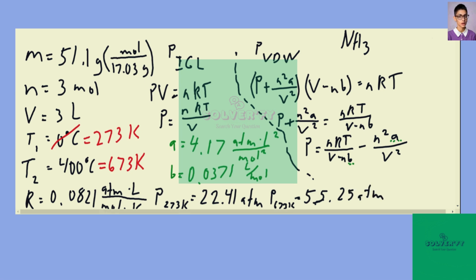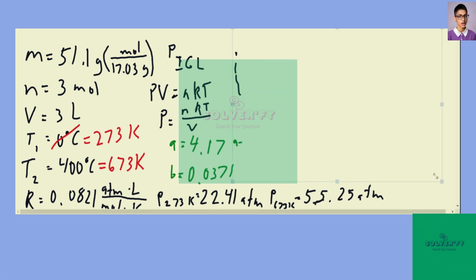I'm running out of room, so I'll just have to go ahead. Well, let's not delete these actually, because we're going to want them to compare the answers. So instead, I'll just get rid of this portion. If we solve, I'll just write the equation one more time. P equals nRT over V minus nb, minus n squared a over V squared.